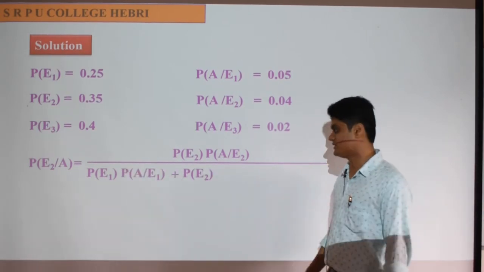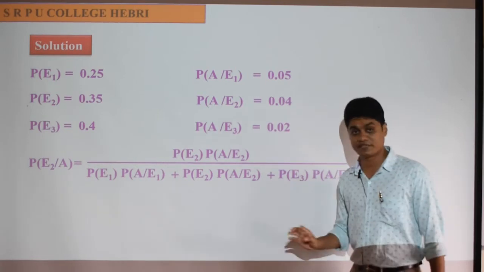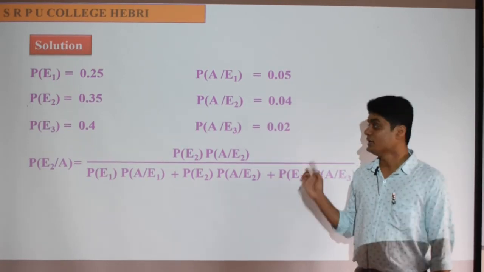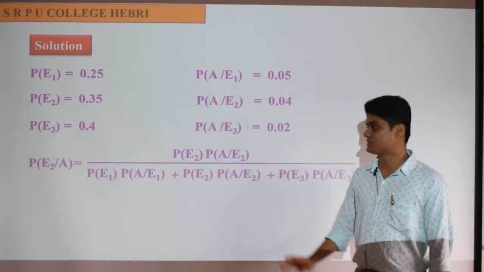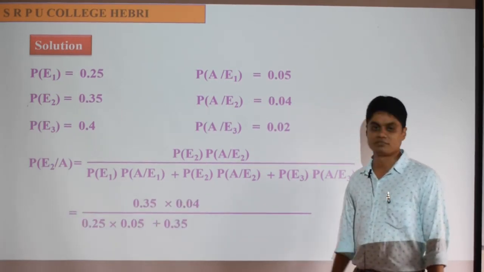This is nothing but Bayes theorem. It is compulsory to write down the formula; you should write this expression. Then all 6 numbers are given, so substitute. I hope you can manage this. I am not going to help you with the simplification part.